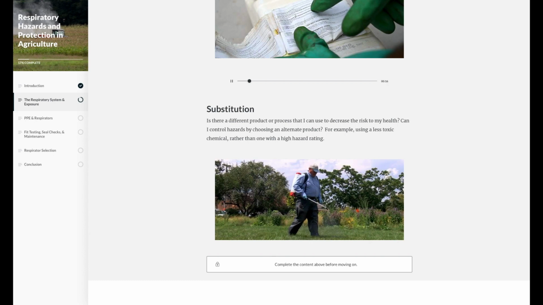Is there a different product or process that I can use to decrease the risk to my health? Can I control hazards by choosing an alternate product? For example, using a less toxic chemical rather than one with a high hazard rating.